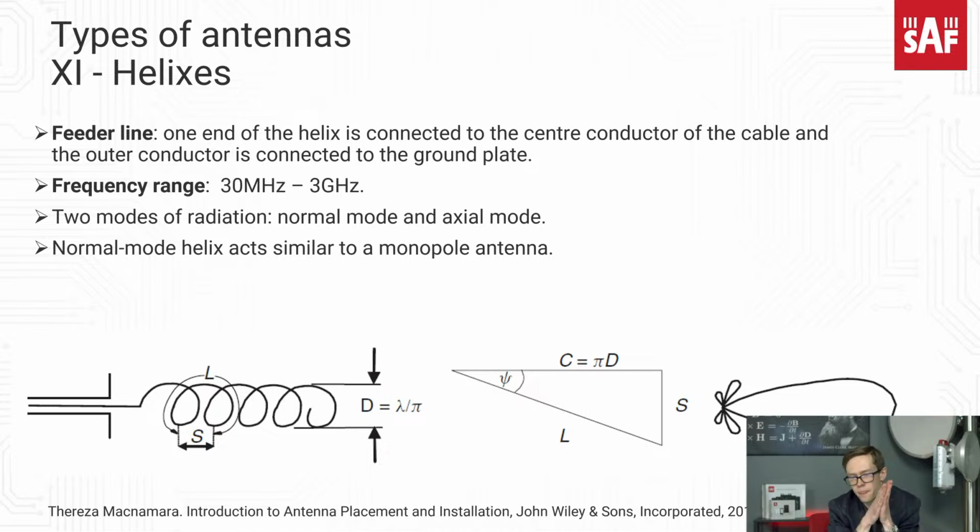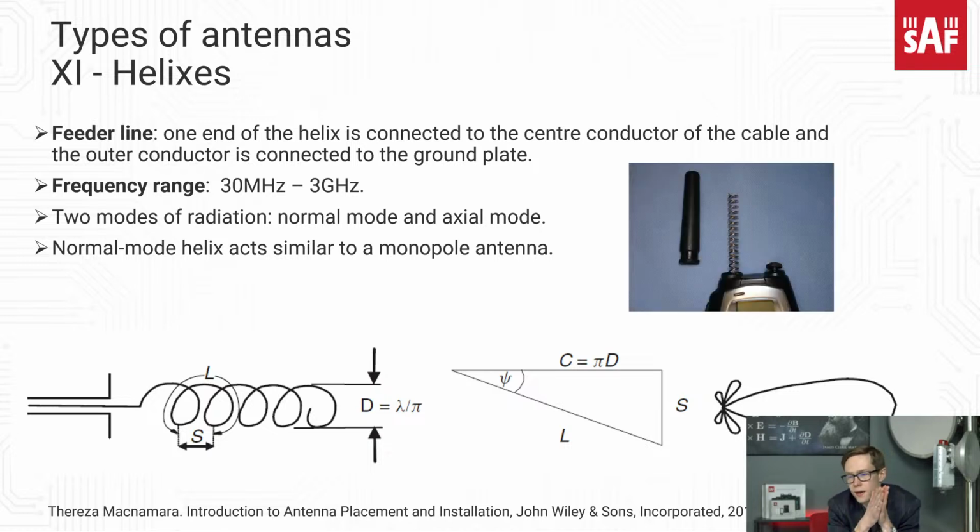So when used in the normal mode, this antenna acts similar to a monopole antenna with an omnidirectional pattern. And this is how it could look for some mobile applications. You can see that this is actually a helix antenna, but it is working as a monopole antenna by transmitting a vertically polarized signal omnidirectionally.